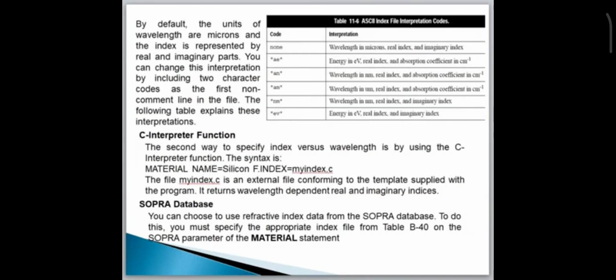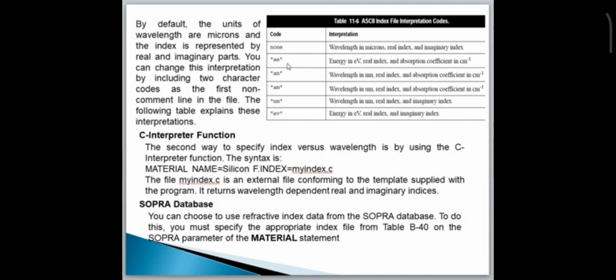By default, the unit of wavelength are in micron, and the index is represented by the real and the imaginary part. You can change the interpretation by including two character codes as the first non-comment line in the file. The following table explains these interpretation. ASCII index file interpretation codes. If you are using none of the code, then the wavelength in micron, real index and the imaginary index.